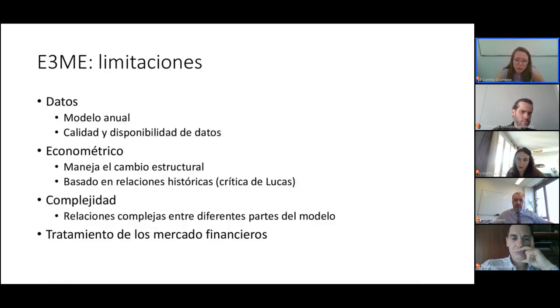As any model, E3ME has shortcomings, as it is a macroeconometric model. It depends strongly on the quality of the data. So if the data used have limitations or gaps, this of course creates severe issues with the results. It is based on historical relationships, and as we know, looking back at the mirror is not always a good proxy for the future. So it's difficult to capture future changes, especially in terms of elasticities.